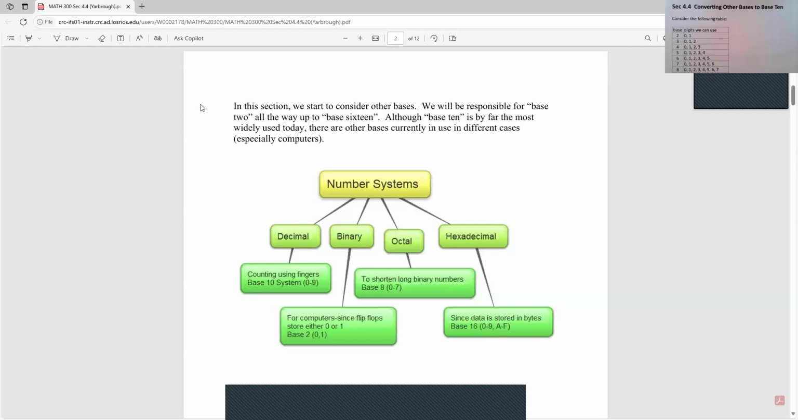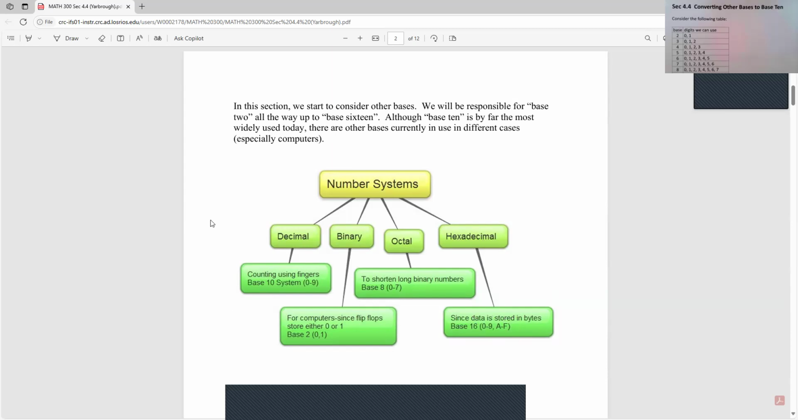So base 10, of course, is the main one. That's the one that we know, called the decimal system or the Hindu-Arabic number system. But binary means base 2. So binary is the name of the base 2 number system. And that's used a lot in computers. Octal is the name of the base 8 number system, and that's used to shorten long binary numbers. And then hexadecimal is the name of base 16 number system, and that is also used in computers.